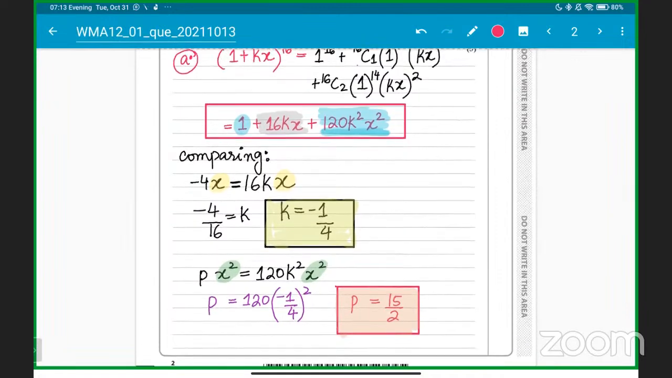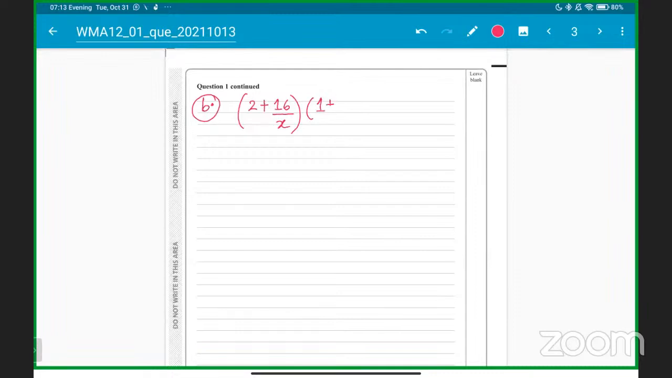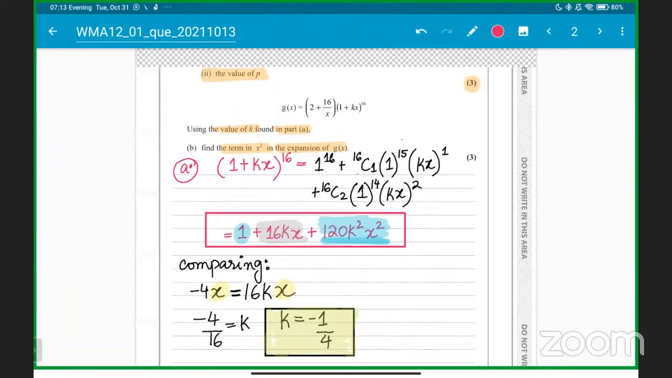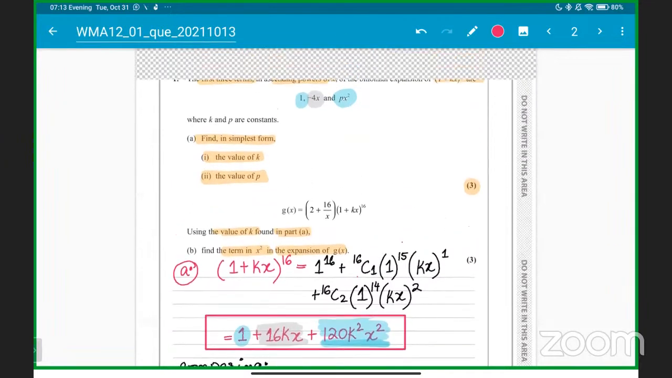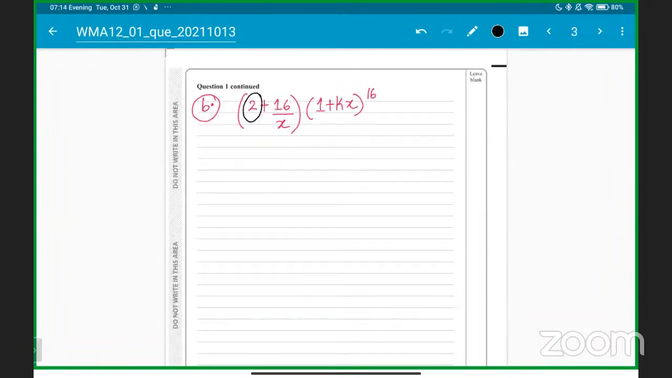So it will be 2 plus 16 over x, and we need to substitute the value of k in there: 1 plus kx to the power of 16. Got it? I have copied the question. Follow carefully, students. What we need to understand is that we have to find the term in x², okay? So we have to multiply 2 with such a number that we get x².